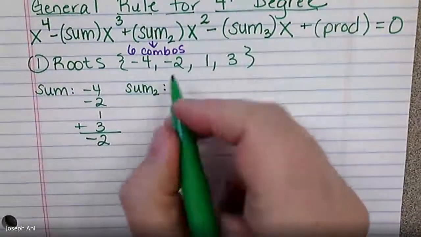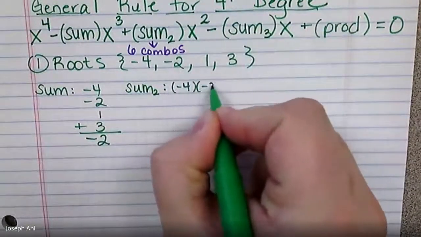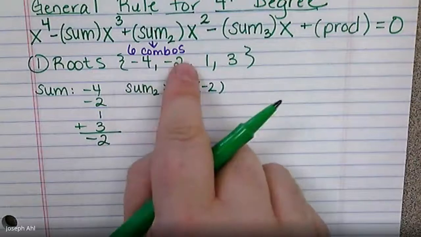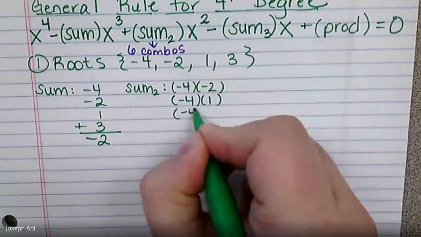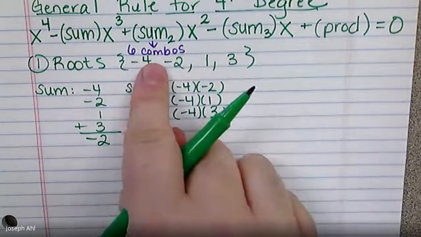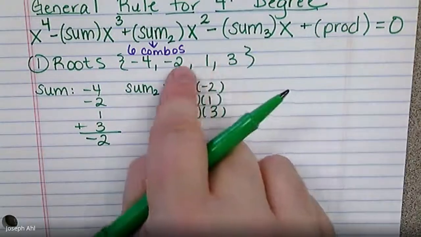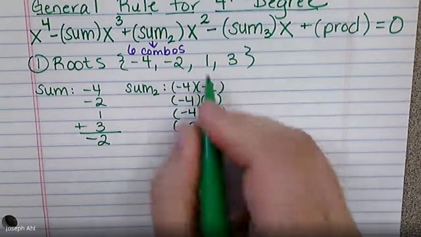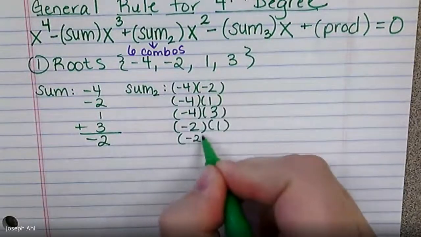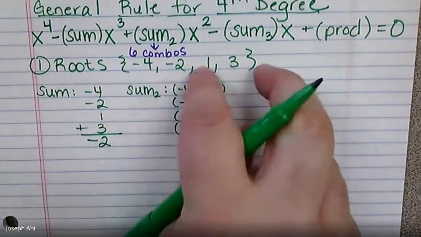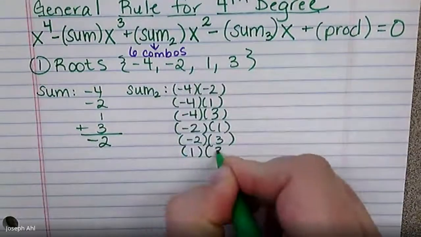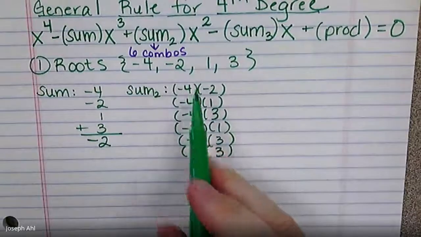So let's see if we can come up with all 6. It's -4 times -2. Okay, so let's take the first root, pair it with all the others: -4 times 1 and -4 times 3. I took the first root, paired it with the other 3. Now let's move on to the second root, -2. Pair that with 1, and then pair it up with the 3. The last pairing that I haven't done yet is just the last 2 roots together, 1 and 3. But this is all 6 combinations.